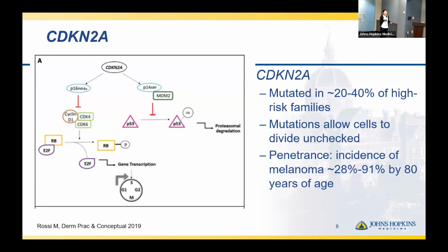One of the most common inherited susceptibility genes is this mutation in what's called CDKN2A, which is mutated in around 20 to 40% of high-risk families. CDKN2A, which is shown at the top of this figure here, is a gene that encodes two proteins, P16-INK4A and P14-ARF.